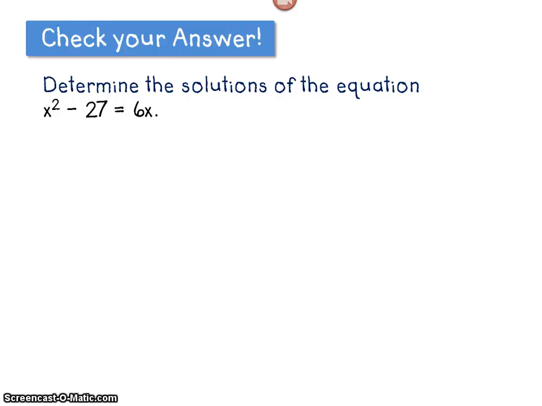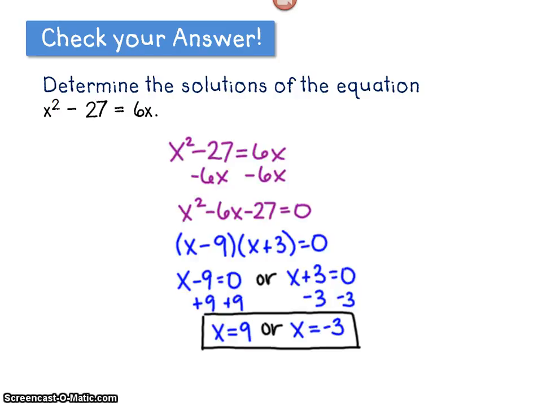Are you ready to check your answer? Okay, so the solutions of the equation x squared minus 27 equals 6x are x equals 9 or x equals negative 3. So in this case, it was not equal to 0. We had to get it equal to 0 by subtracting 6x from both sides. And remember, it always needs to be written in standard form. So the polynomial is now x squared minus 6x minus 27 equals 0. Sum product, we get x minus 9 times x plus 3, and we solve and we get x equals 9 or x equals negative 3.